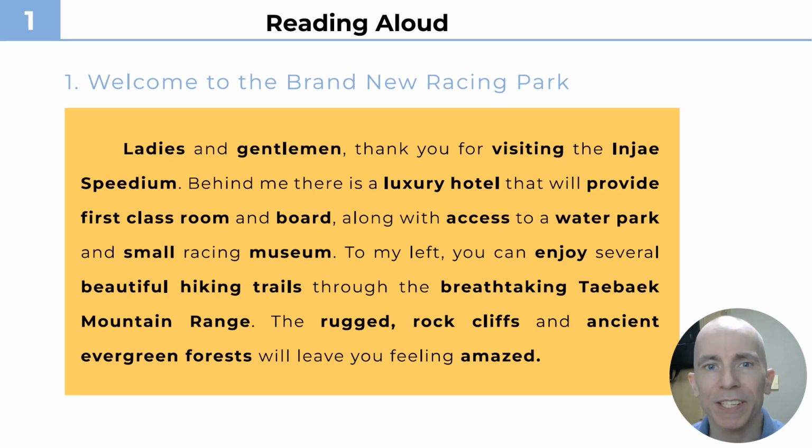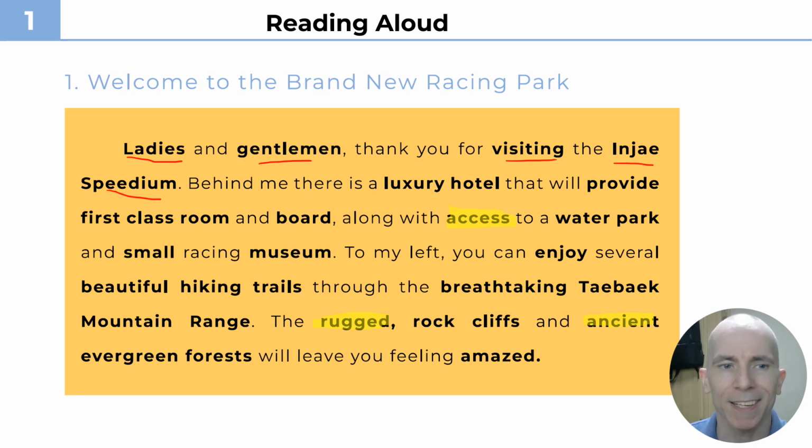So that was it slowly. There's a few difficult words here. Access, rugged, ancient. So please listen and practice that pronunciation. And you will see that some words are bold. They're darker than others. So when you read, try to say these words a little louder.